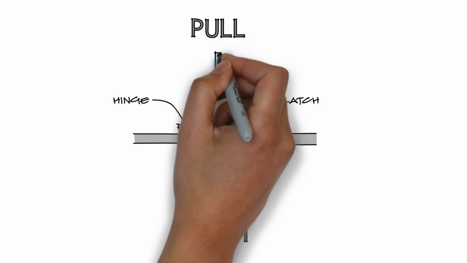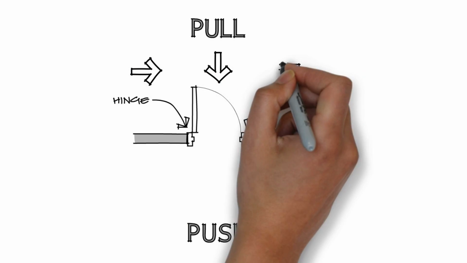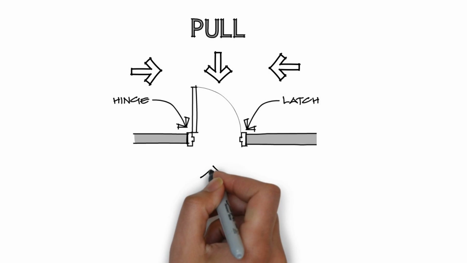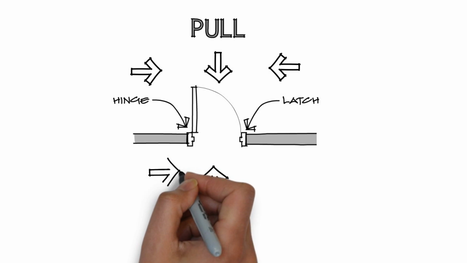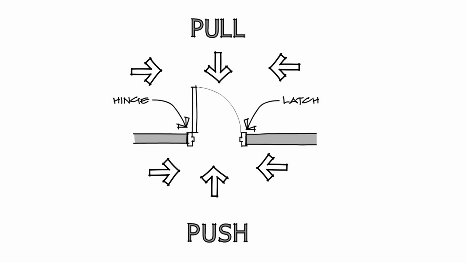We have the front approach on the pull side, the hinge approach on the pull side, the latch approach on the pull side, and also on the opposite side of the door, we have the front approach on the push side, the hinge approach on the push side, and the latch approach on the push side. Oh man, that's a tongue twister.